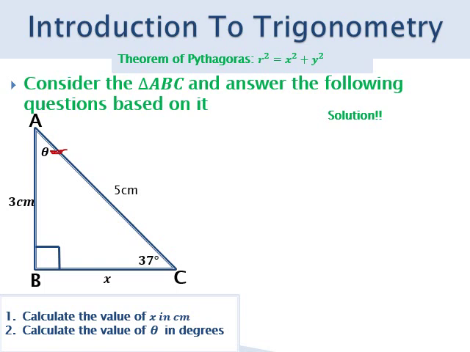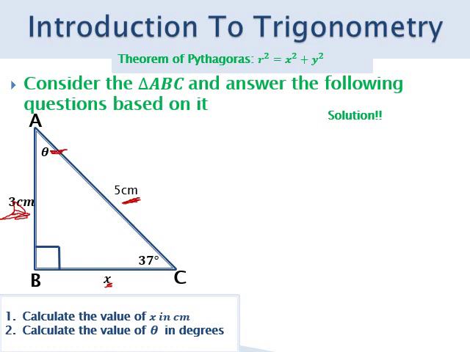Now in this triangle, I want you to realize something. We have AB, which is equal to 3 centimeters, and we have AC, which is equal to 5 centimeters, and we have our BC, which is equal to X in this case. Now let's try to attempt the questions that are being asked here at the bottom. The first question says calculate the value of X in centimeters.